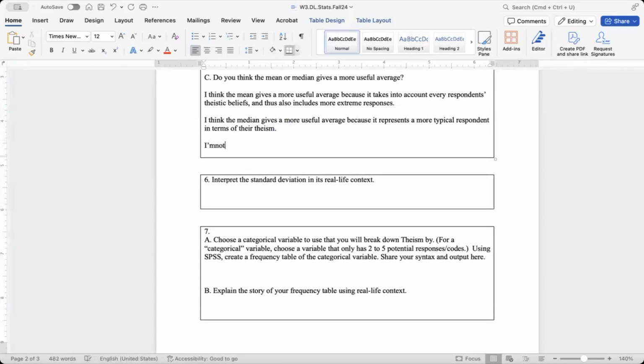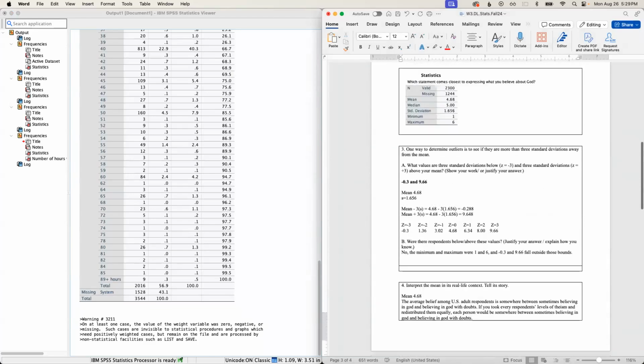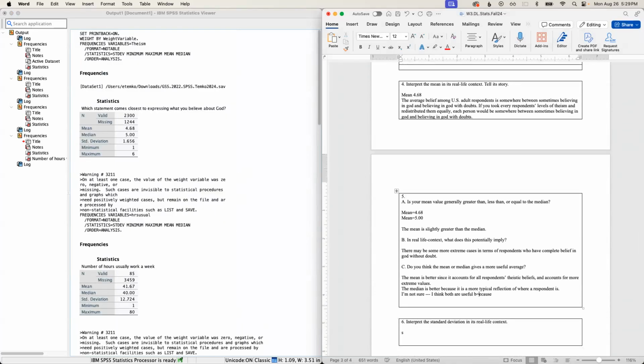Or you could say something like, I'm not sure, right? Mean and median are both useful. Maybe you think we should use both, because they tell you different things, as the mean gives us this and the median does that, right? So that's up to you how you decide to interpret that question. Okay, interpret the standard deviation in its real life context. So our standard deviation was 1.66.